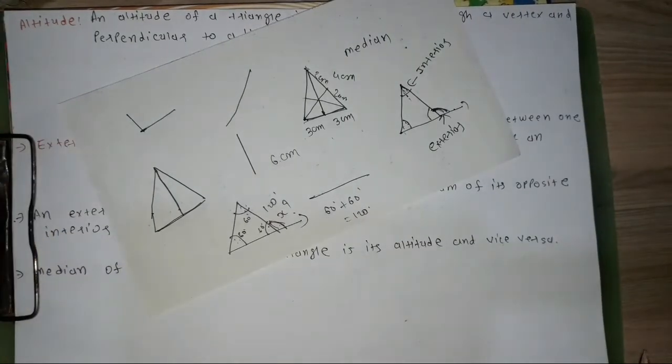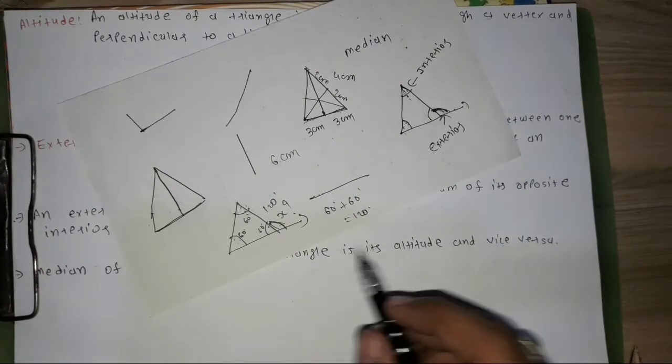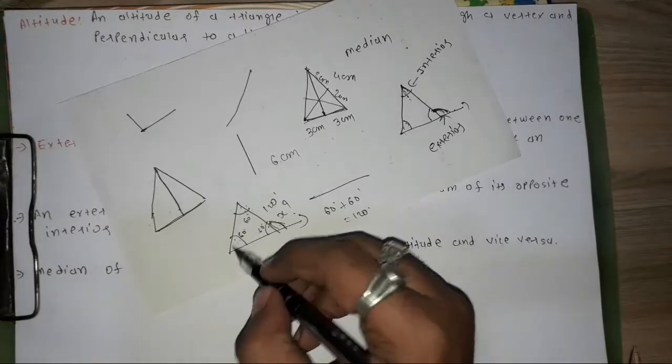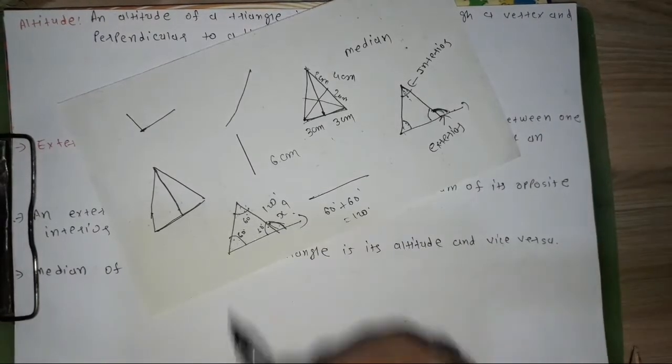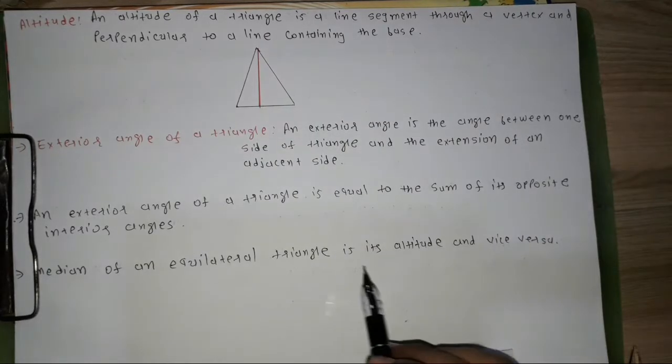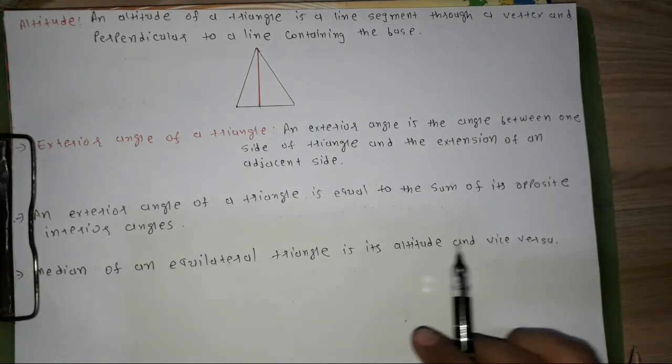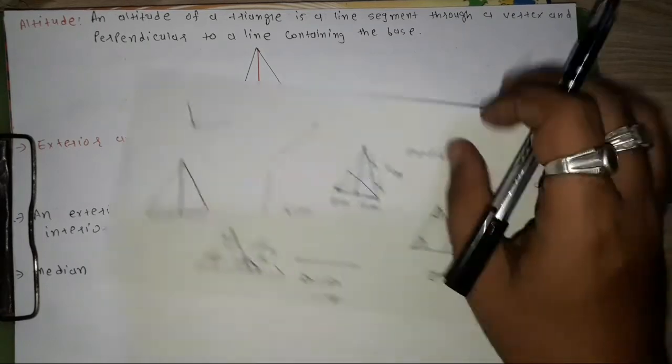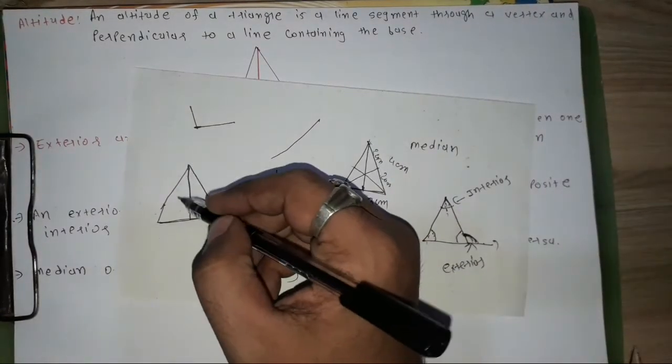So please keep this in your mind: the exterior angle is equal to the sum of the opposite interior angles. Now, the median of an equilateral triangle is its altitude and vice versa. So as I told you, a median can also be an altitude of a triangle.